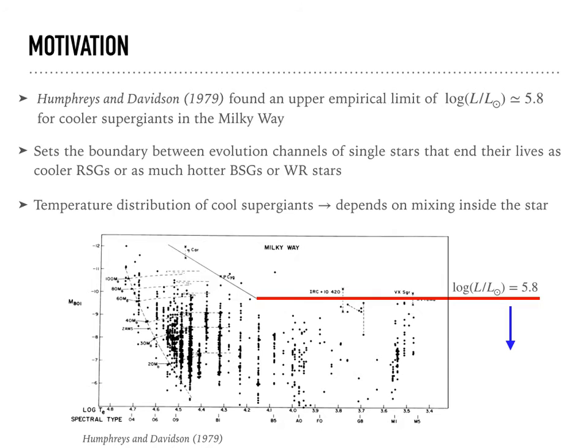The HD limit essentially sets a soft boundary separating different evolutionary channels of massive stars, below which stars evolve as red supergiants, and above which stars evolve blueward in the HR diagram. And the exact location of the HD limit as a function of metallicity is basically related to the temperature distribution of these coolest supergiants, which in turn helps us better understand and constrain the mixing conditions inside the star.